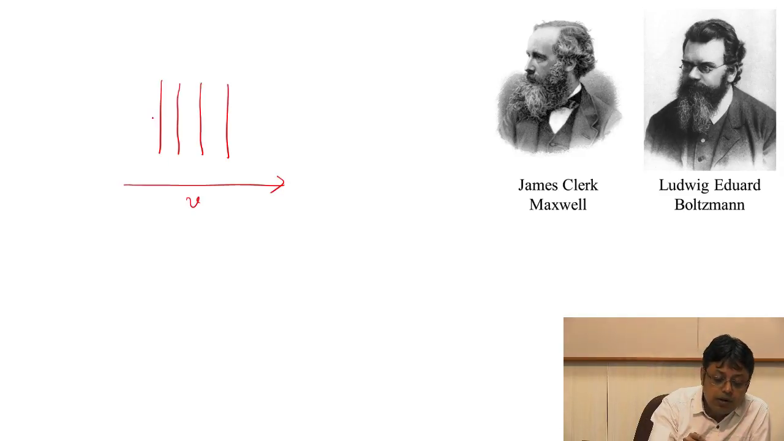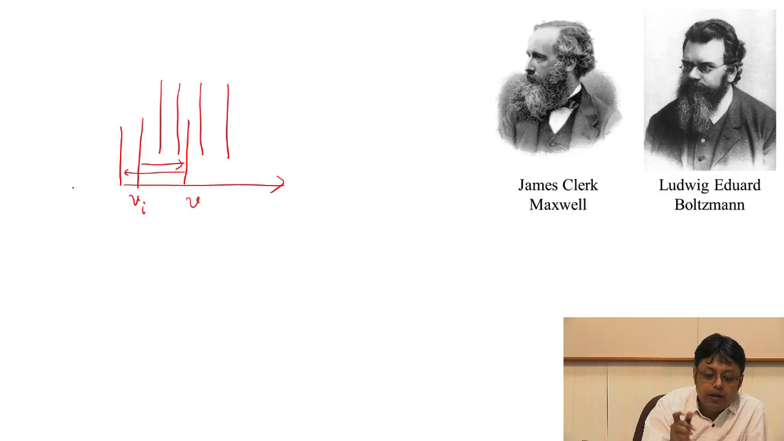Now suppose a molecule has a particular, very specific velocity, say v initial, but after a collision its velocity is changed to here, and then in the next collision its velocity is changed to here. So the velocity is randomly changing, but what we can always say is that other molecules' velocities are also changing.